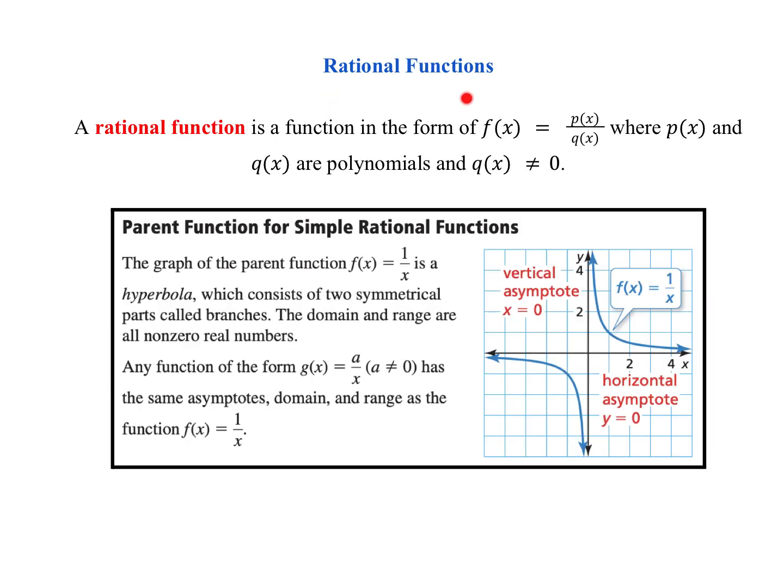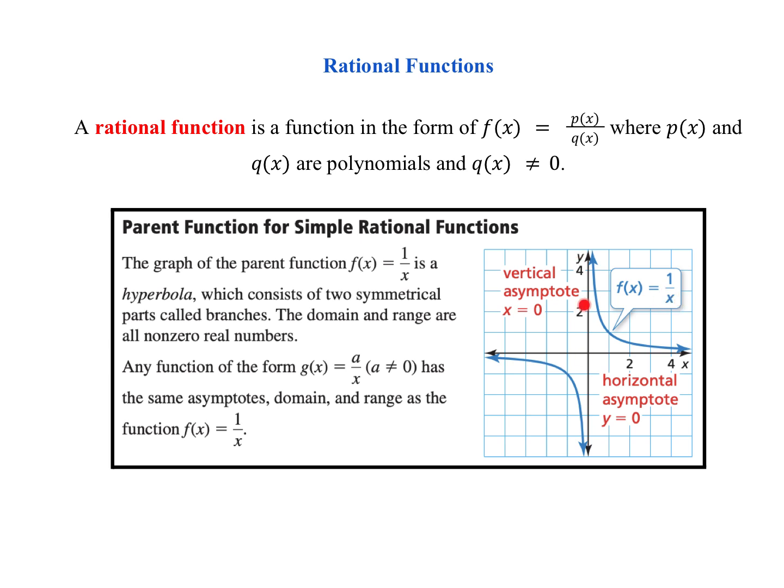So rational functions, first, it's important that we know what they are. Remember, rational is just a fancy math way of saying fraction form. So it's simply a function that's in fraction form where p of x and q of x are both polynomials and our denominator cannot equal 1. So it's just where you have a fraction and we do have x in the denominator.